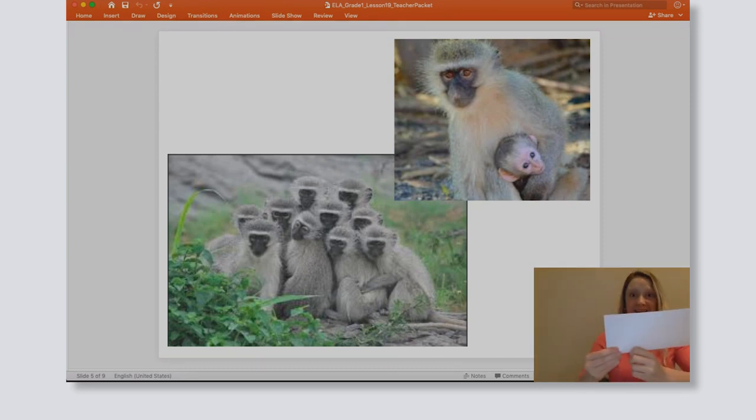Fold it like a hot dog. This is what we call hot dog style in my classroom. And then you're going to fold it again like a hamburger bread, boys and girls. Hamburger style. So now you have your 4 boxes. Very nice.